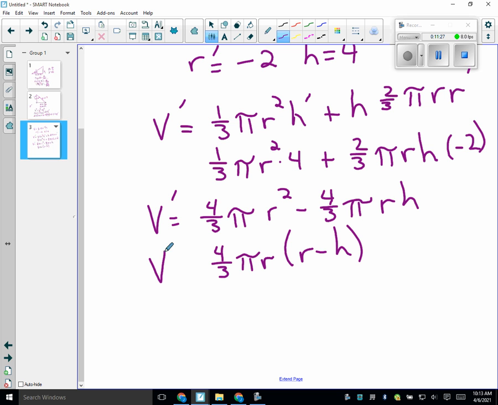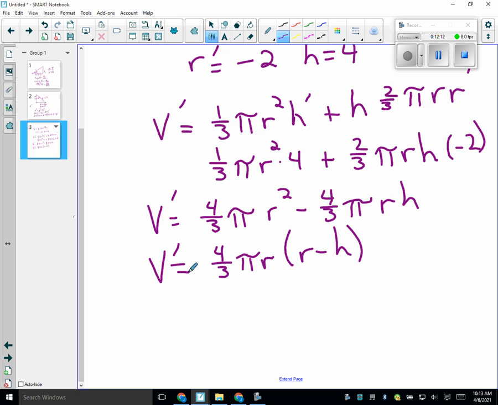Okay, let me ask you a question. What happens to V prime if R equals H? If R equals H, is this 0? Yeah. So I know it's not A or B, because it changes somewhere, it goes to 0. So you agree A and B are out. Now, what happens if R is bigger than H? It's a positive number, so it's increasing. What happens if R is less than H?